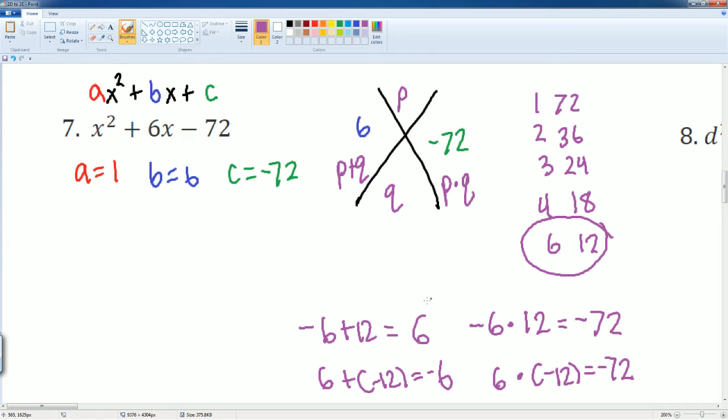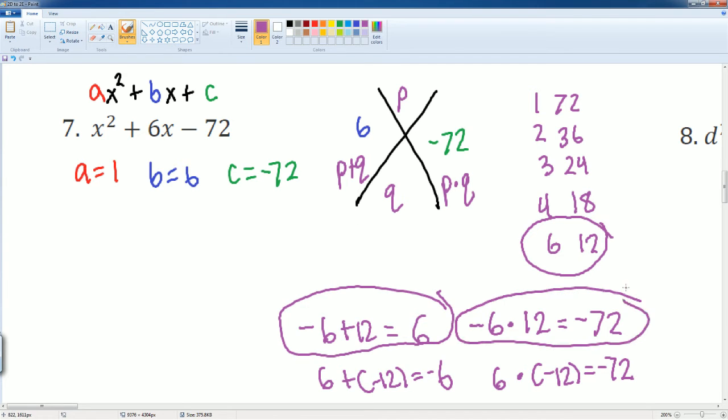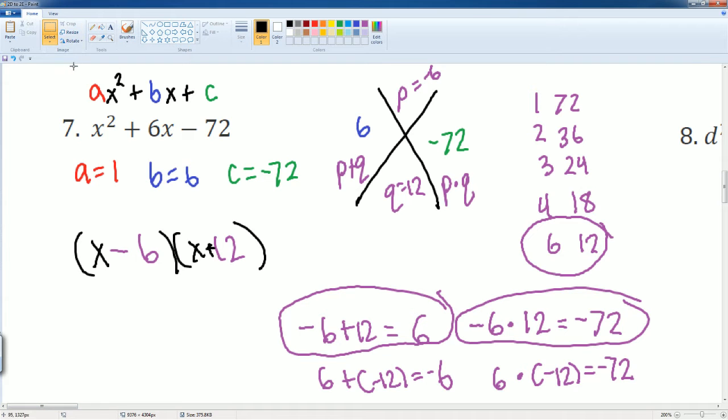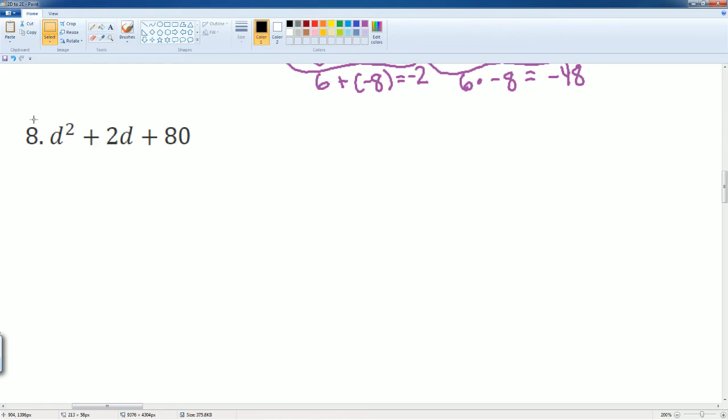We want a positive 6, so this is the combination that works. So it would be negative 6 and 12. We write negative 6 here, and we write 12 here, and it would just be x minus 6 and x plus 12. There you go. Let's do the next one.